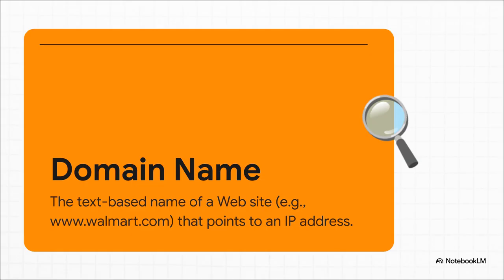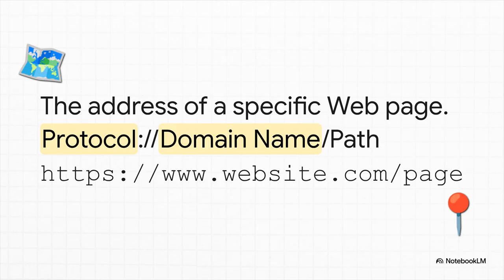No way! That's where domain names come in. They're the human-friendly names for those nerdy IP addresses. When you type in a domain name, a massive global phone book called the Domain Name System, or DNS, instantly looks up the right IP address and connects you. It's a lifesaver. When you put it all together, you get a URL, a Uniform Resource Locator.